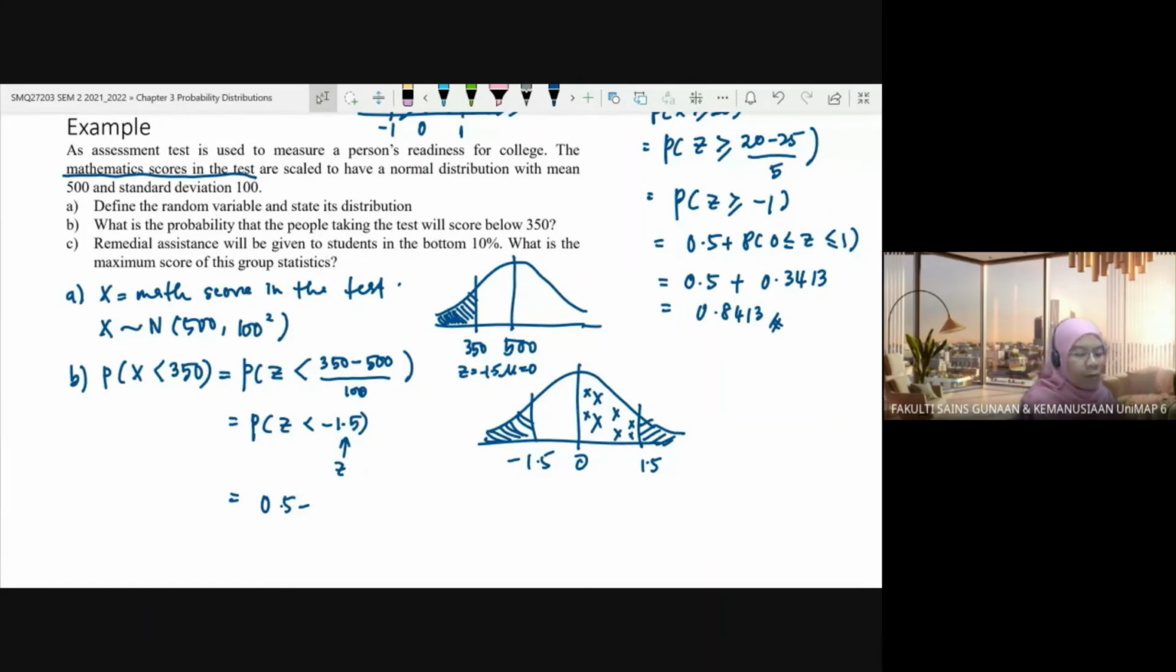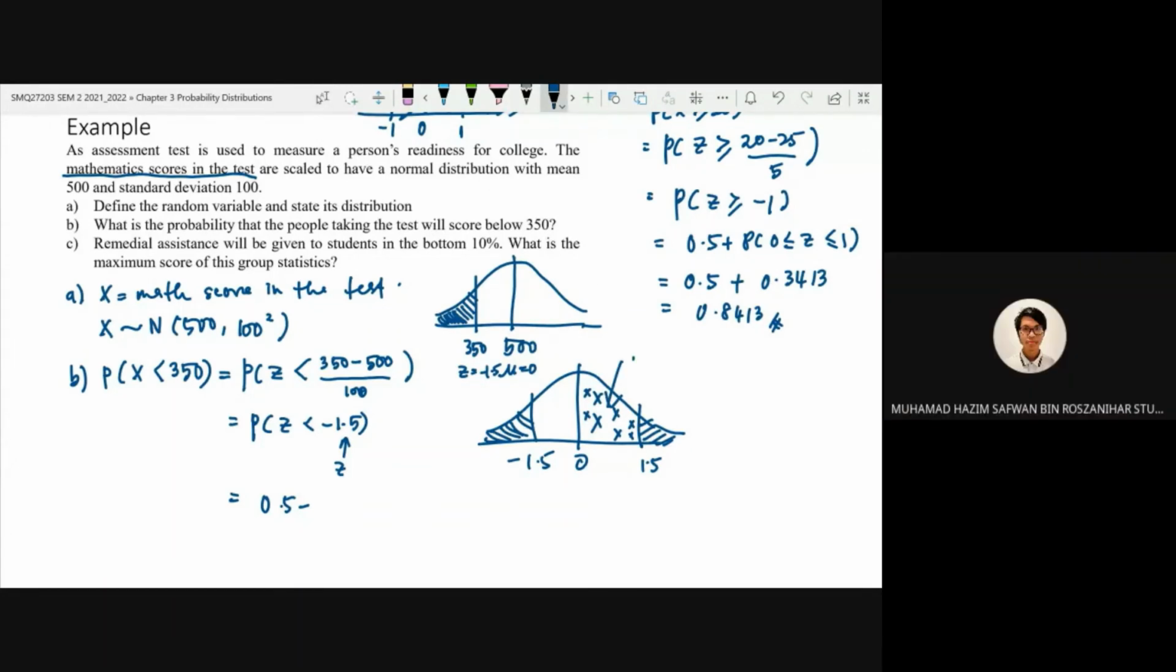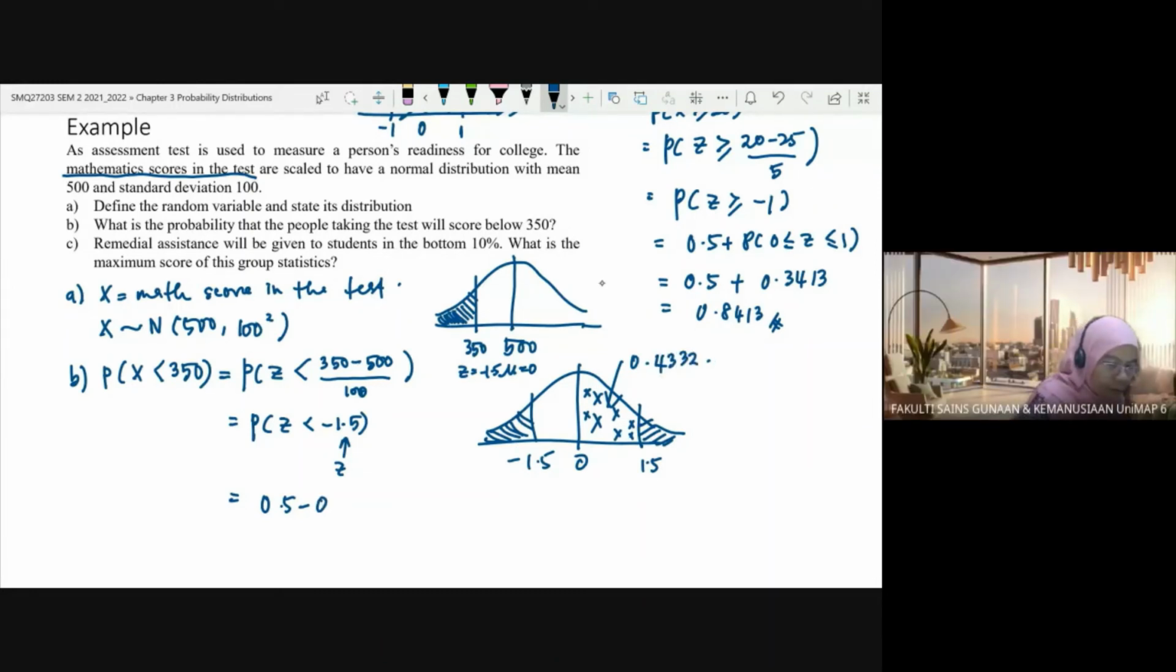From 0 until 1.5. What is the probability value shaded here? 0.4332. Yes, thank you. 0.4332. So the value is 0.0668.